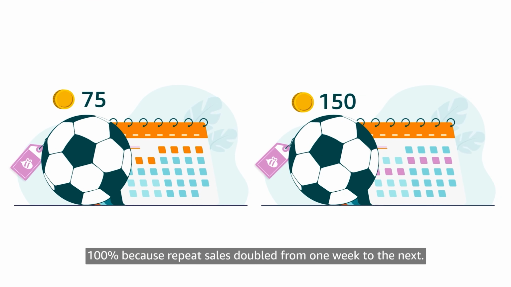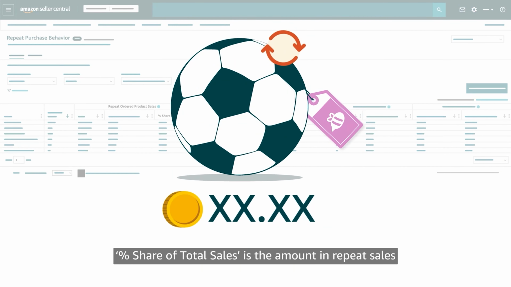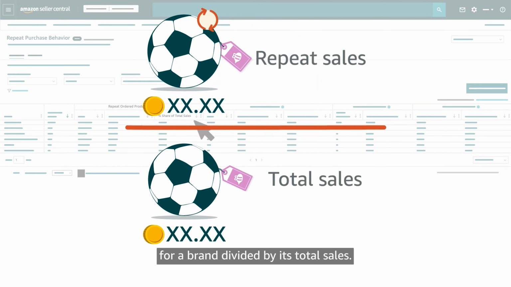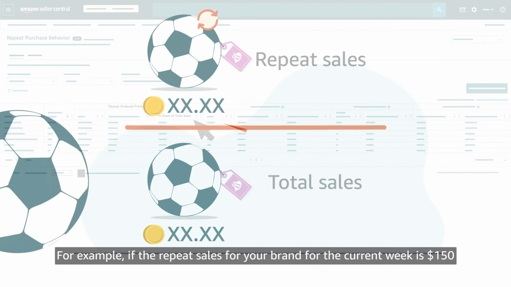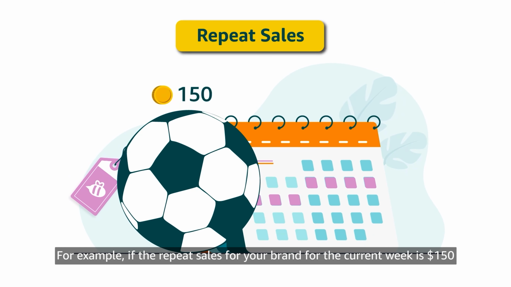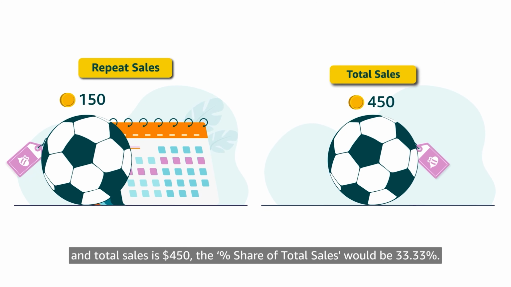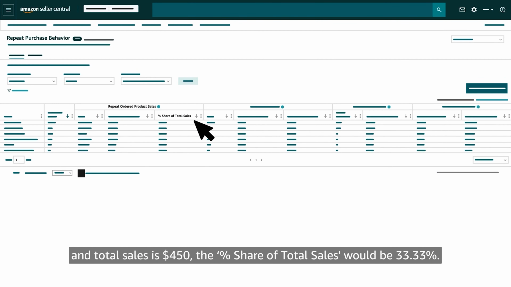week to the next. Percent share of total sales is the amount in repeat sales for a brand divided by its total sales. For example, if the repeat sales for your brand for the current week is $150 and total sales is $450, the percent share of total sales would be 33.33%.